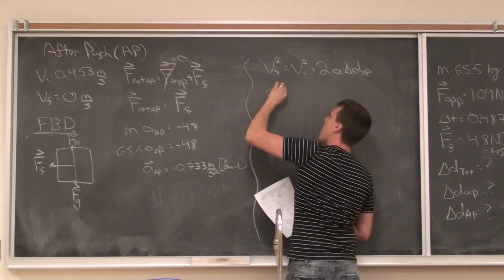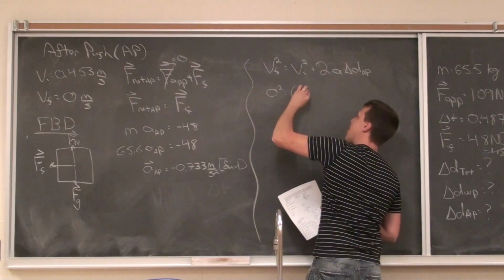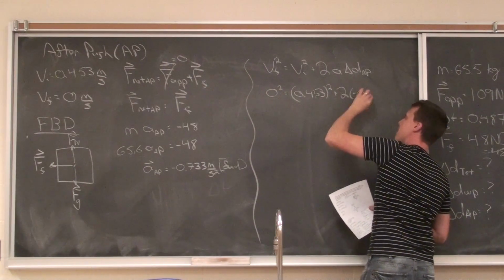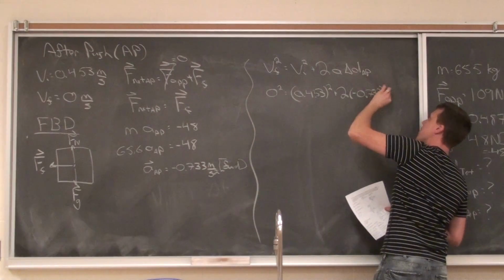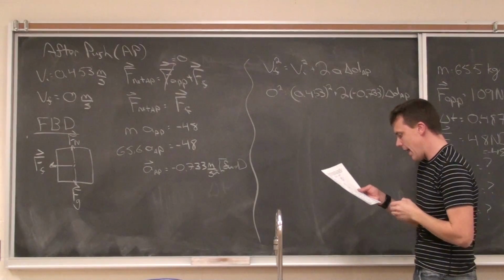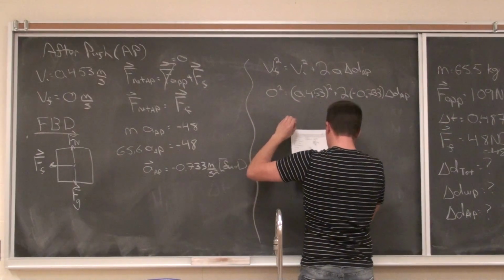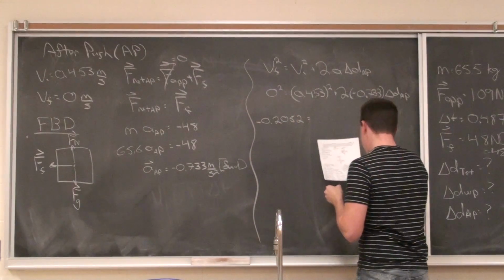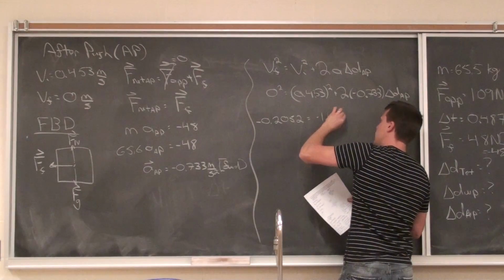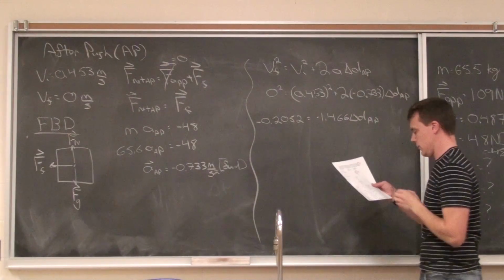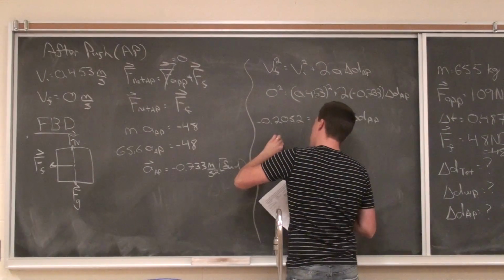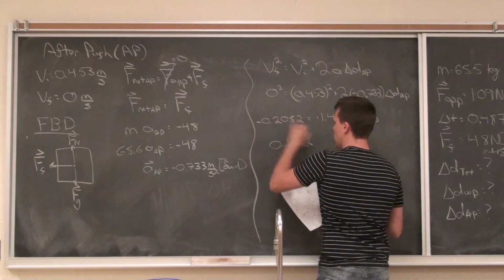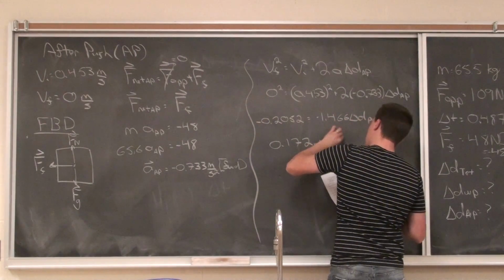Well, v final is going to be 0. V initial, we take that final from the last part, we do a bit of math, and I'm going to square that and bring it over, so I'll make it negative, and it'll be 0.2052, keeping an extra digit, and negative 1.466 times the distance after the push. I divide that out, and I end up with 0.172, so I went 0.2052 divided by negative 1.466. They're both negative, so the negatives cancel. Meters as our distance after the push.